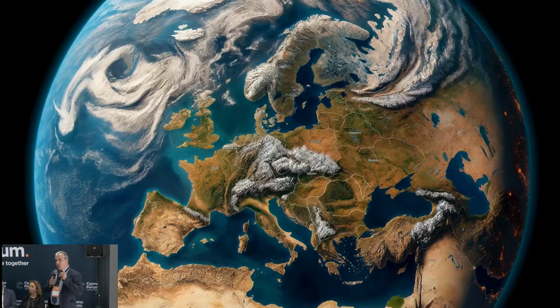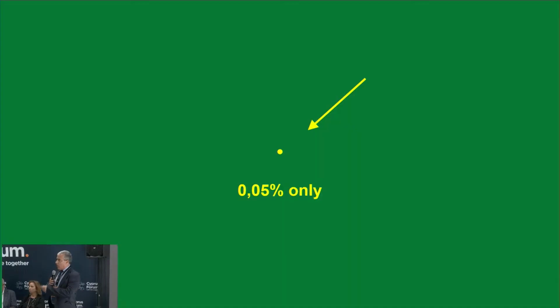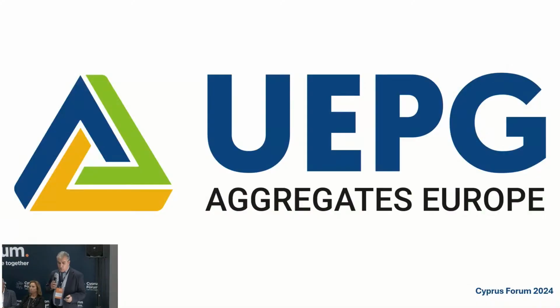Do you know that all the quarries in Europe, which are more than 26,000, the total surface area of all the quarries in Europe take only 0.05% of the total surface area of Europe. This is the analogy. The green background is all Europe, and the yellow dot is the total surface area of these 26,500 quarries. So this huge industry, which provides these huge volumes, these essential products, operates in such a small area around Europe.